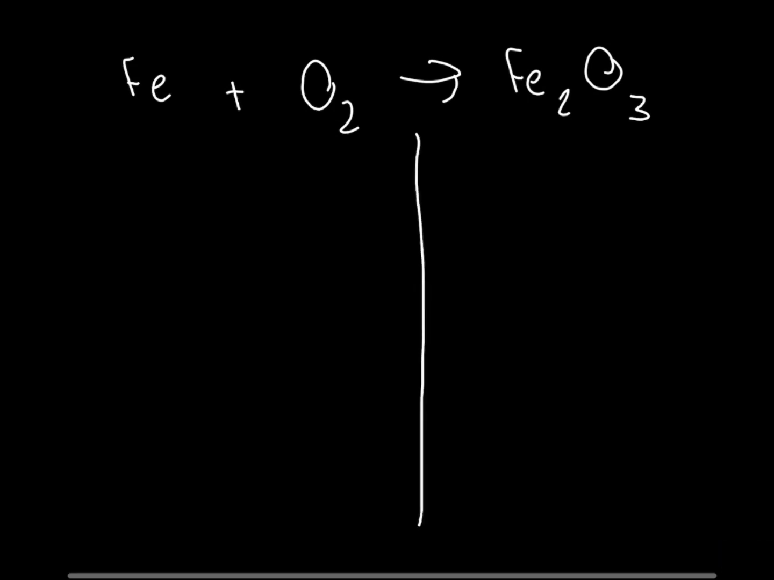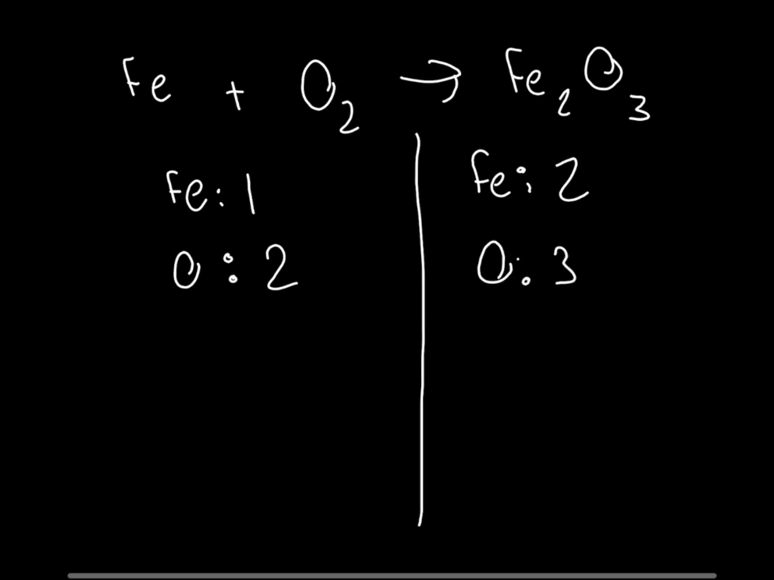We have iron. This reacts with oxygen gas to yield Fe2O3. Okay. Let's make our little chart again. Fe, there's 1 of it. O2, this is 2 of it. Fe2, that means there's 2 irons. O3, well, there's 3 oxygens.